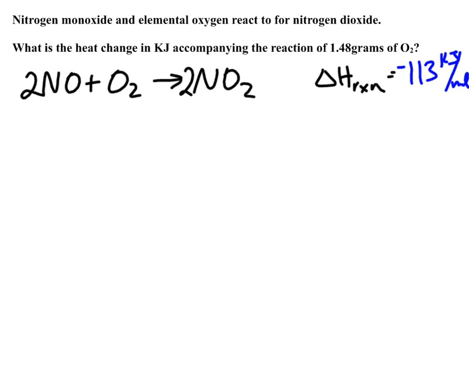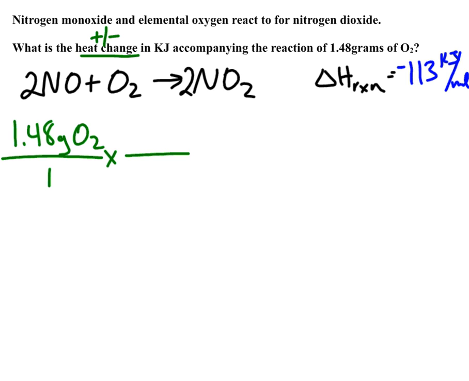All right, now let's do the stoichiometry part of it. Okay, so what is the heat change? So I'm looking for a heat change, which means the symbol, positive, negative, is going to be important. Okay, so what is the heat change in kilojoules accompanying the reaction of 1.48 grams of oxygen? So 1.48 grams of O2, and this is just going to be stoichiometry using dimensional analysis. Okay, now I know that I need to get to moles. So I'm going to go with 32.0 grams of O2 for every 1 mole of O2, right?